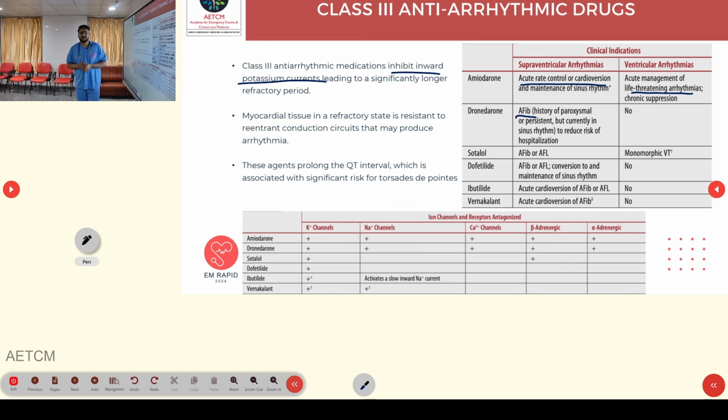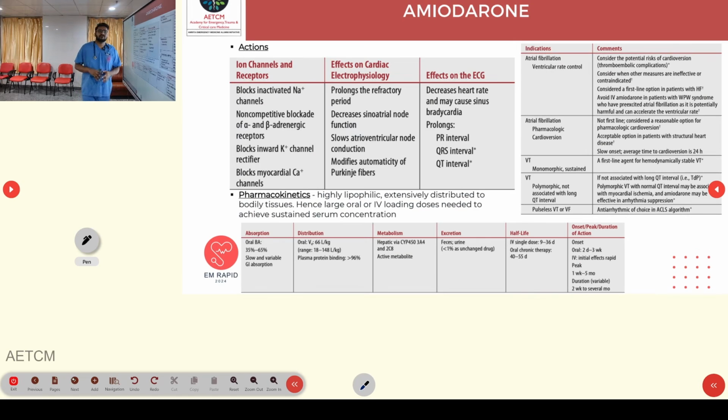Coming to the ion channels and receptors antagonized by these agents, amiodarone antagonizes almost all the channels and receptors: potassium, sodium, calcium, and beta-adrenergic and alpha-adrenergic blocking actions as well, and the same goes for dronedarone. Sotalol has only potassium channel blocking activity, and dofetilide also has potassium channel blocking activity. Ibutilide has potassium channel blocking activity, but it activates a slow inward sodium current. Vernakalant blocks both potassium and sodium channels. Coming to the actions, as we said, amiodarone blocks all the channels and receptors.